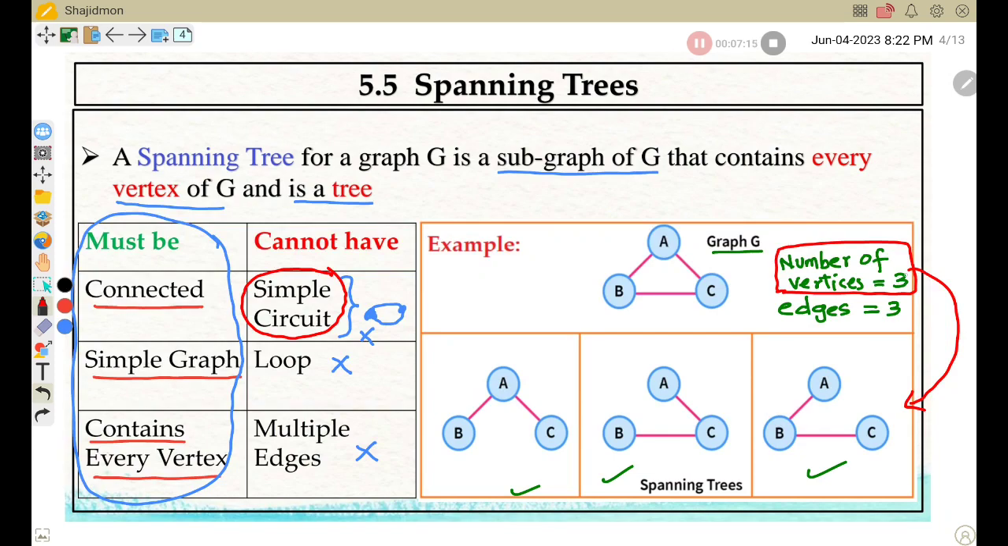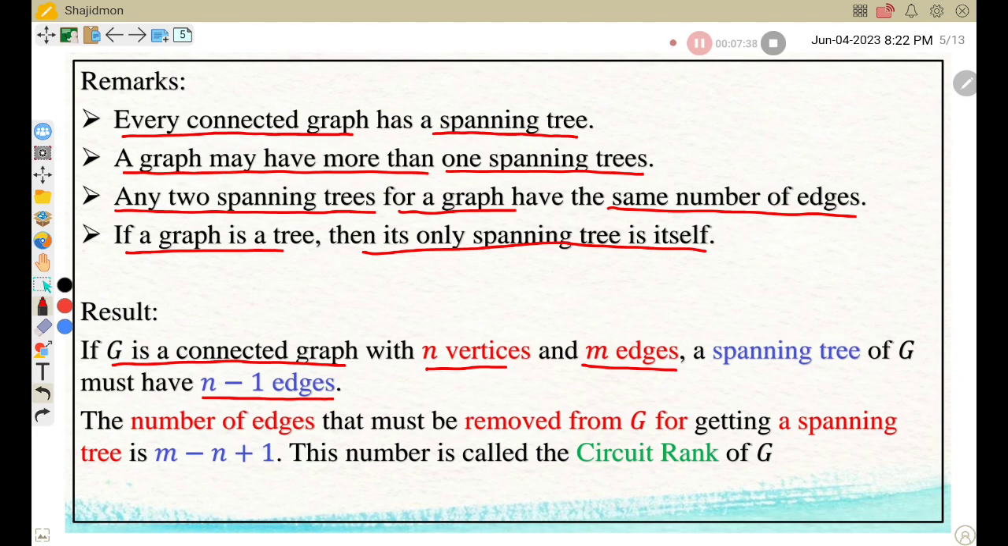n minus 1. So here 3 is the number of vertices. So 3 minus 1, which means 2, correct? 2 edges should be there. See, all the spanning trees have only 2 edges. Here 1, here 2, correct? This also 1, 2. Here also 1, 2. So a spanning tree should have how many edges? n minus 1 edges, where n means number of vertices of the graph. That is the point here. We need to remember this.